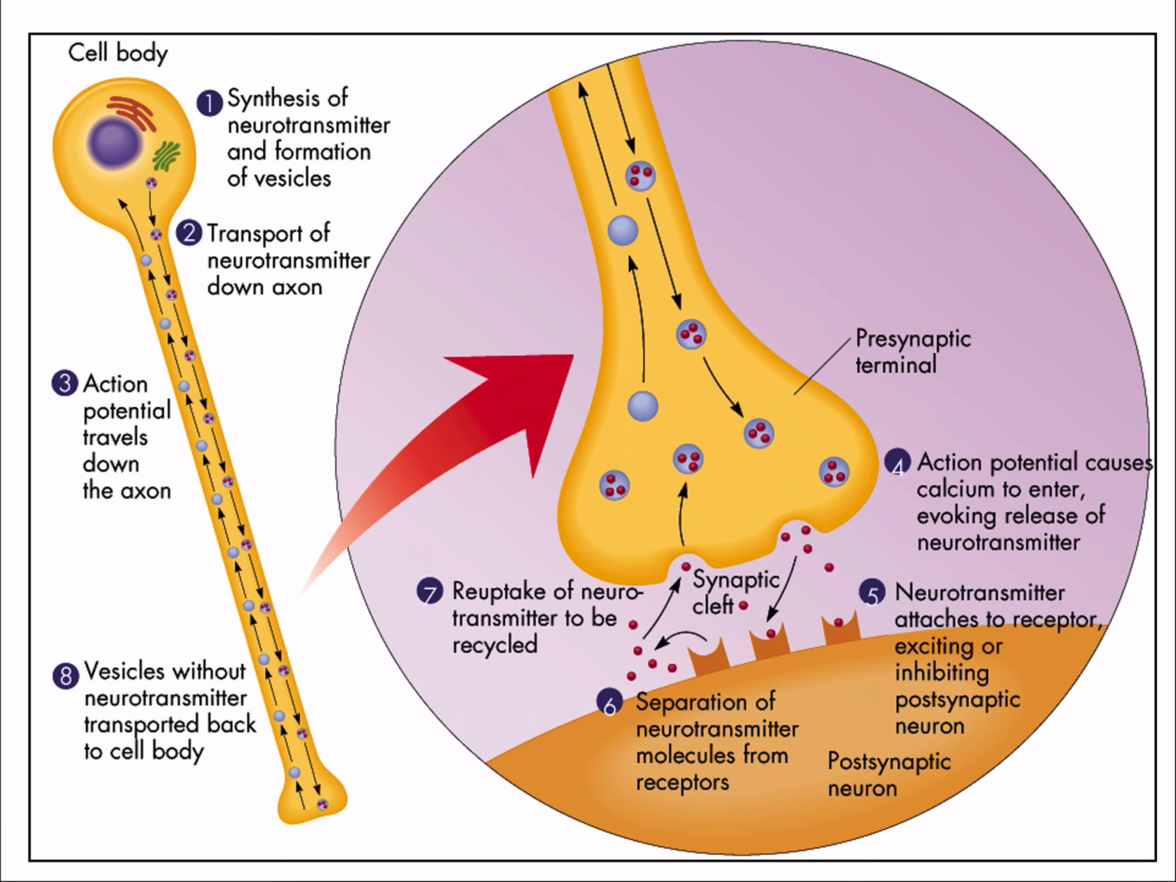All right, so here's another look at this taking place. Okay, so the same kind of thing here. So the synthesis of neurotransmitter happens up here. Transport of the neurotransmitter down the axon. Action potential travels down the axon. Okay, the action potential causes the calcium to enter, evoking the release of the neurotransmitter. Neurotransmitter attaches to the receptors. That's going to elicit the postsynaptic neuron to change its voltage. Ultimately, it's going to be recycled. Any that's taken up is going to be broken down, and the process starts all over again.